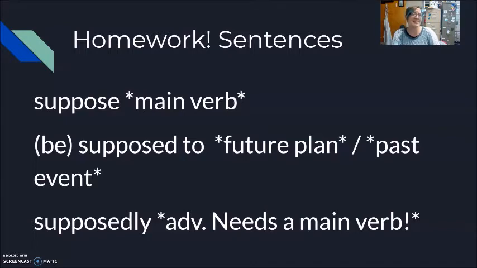But remember that it needs a main verb to connect with. She supposedly called. They supposedly went. They are supposedly gonna go. They're supposedly gonna go. They're gonna go, supposedly. Do I believe it?